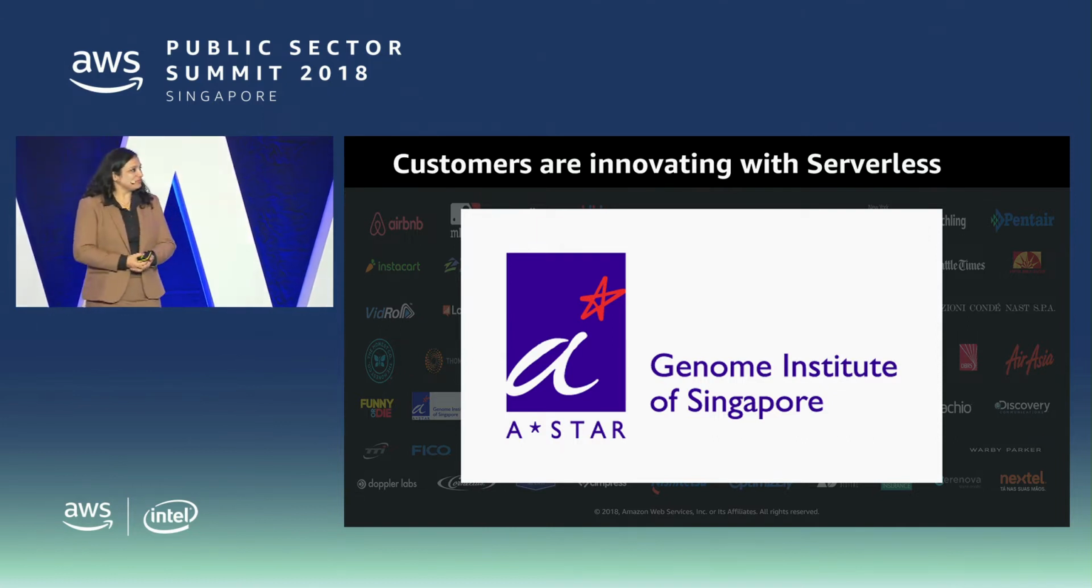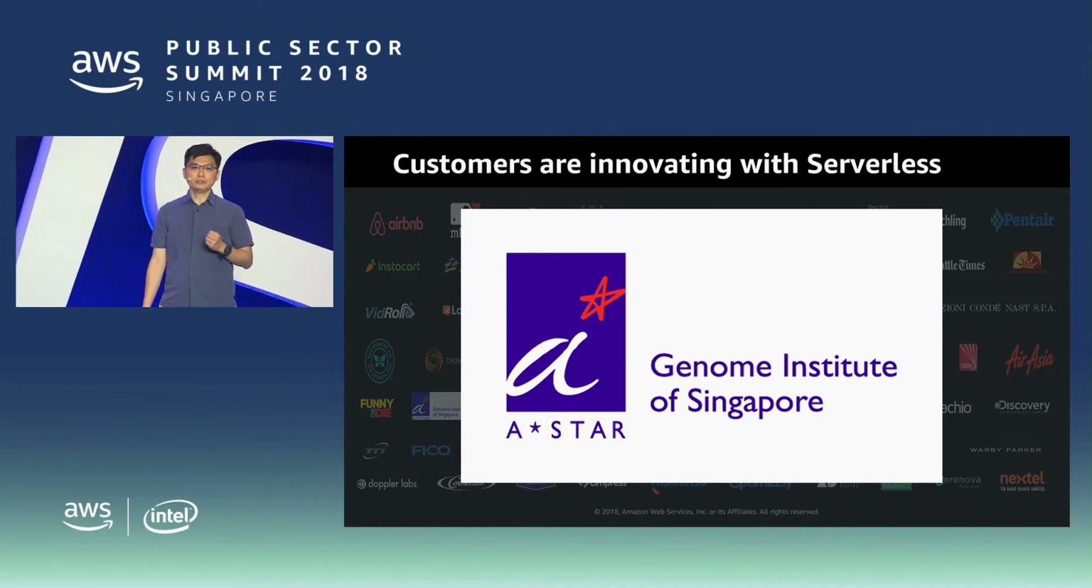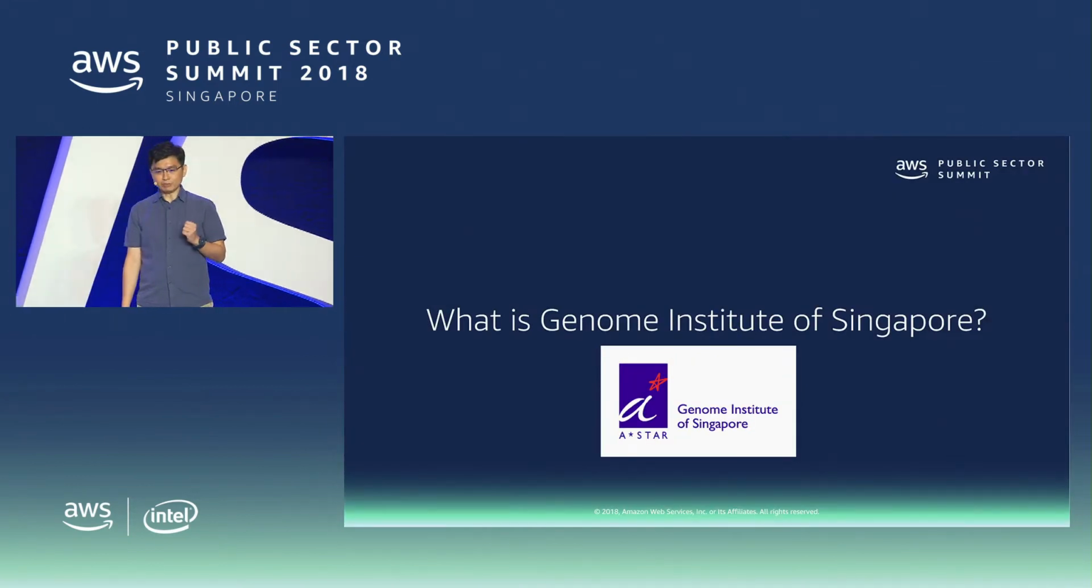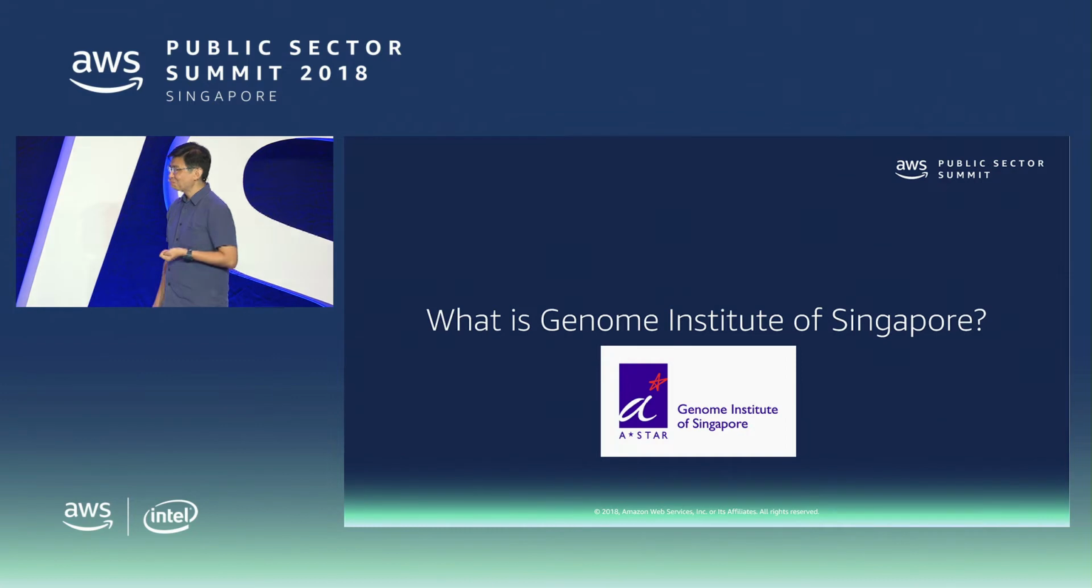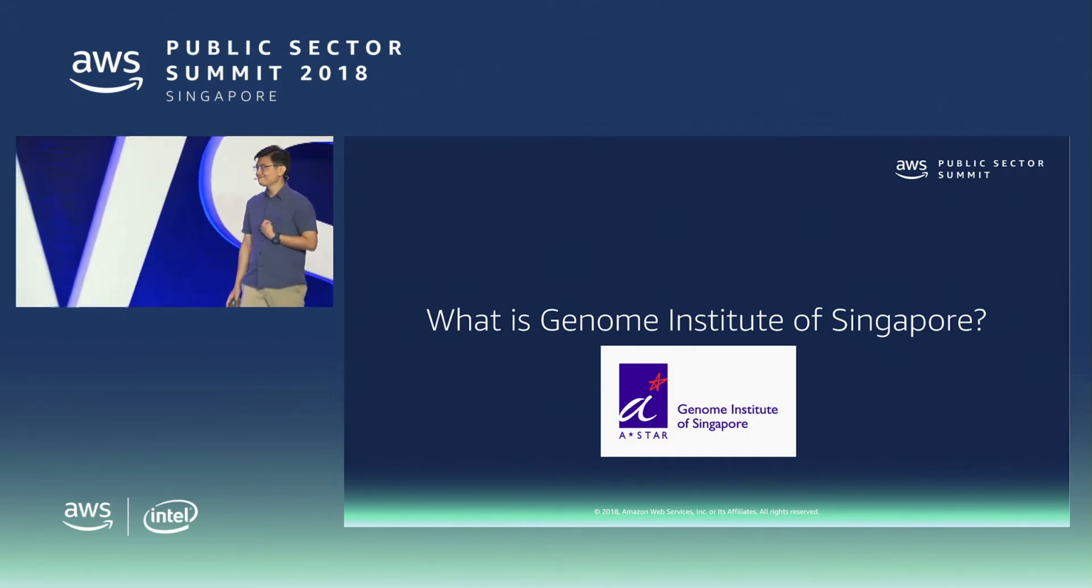So Chichuan. Good afternoon, everyone. We are a research institute from the Agency for Science and Technology Research. We do genomics. Sorry, I'm a techie. I don't really understand what genomics is.